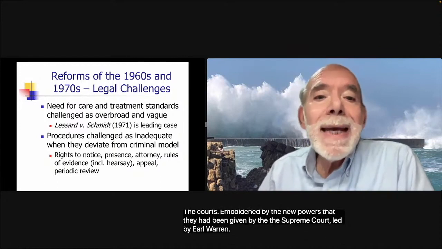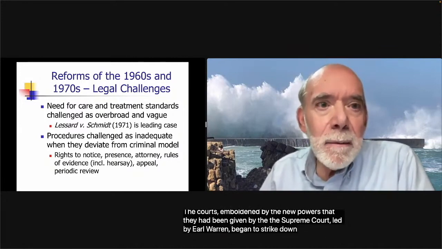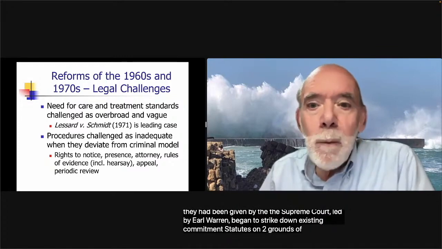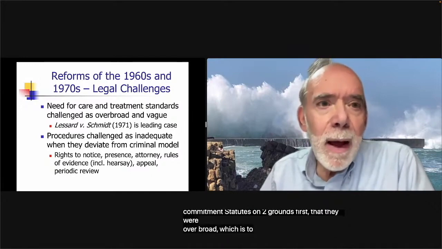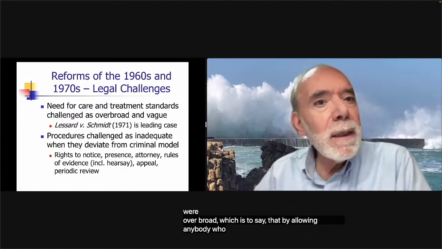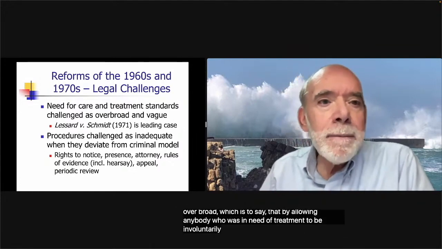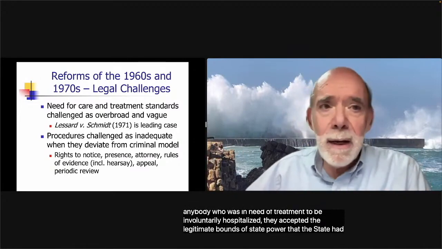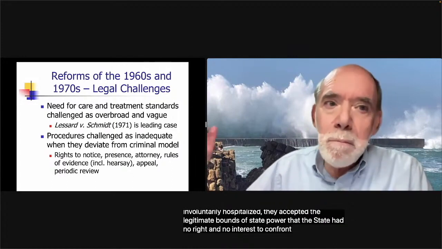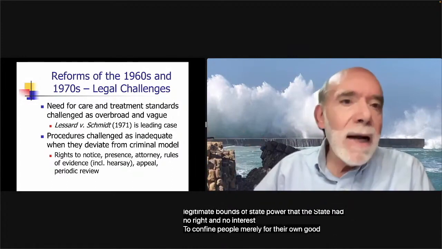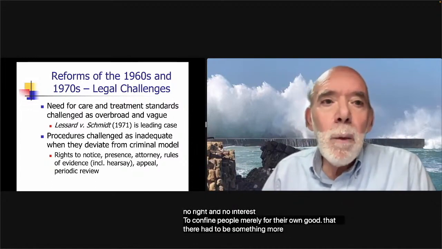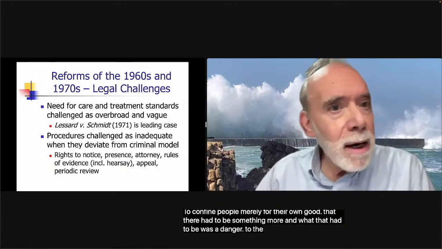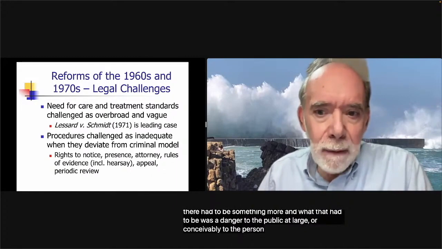Warren, began to strike down existing commitment statutes on two grounds. First, that they were overbroad, which is to say that by allowing anybody who was in need of treatment to be involuntarily hospitalized, they exceeded the legitimate bounds of state power, that the state had no right and no interest to confine people merely for their own good, that there had to be something more. What that had to be was a danger to the public at large or conceivably to the person themselves.